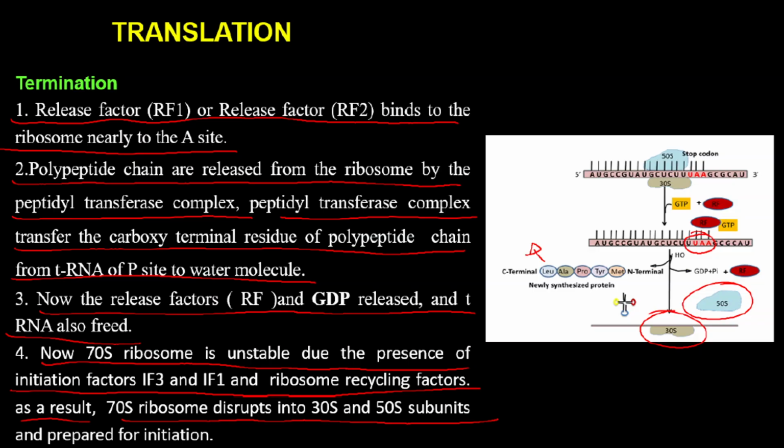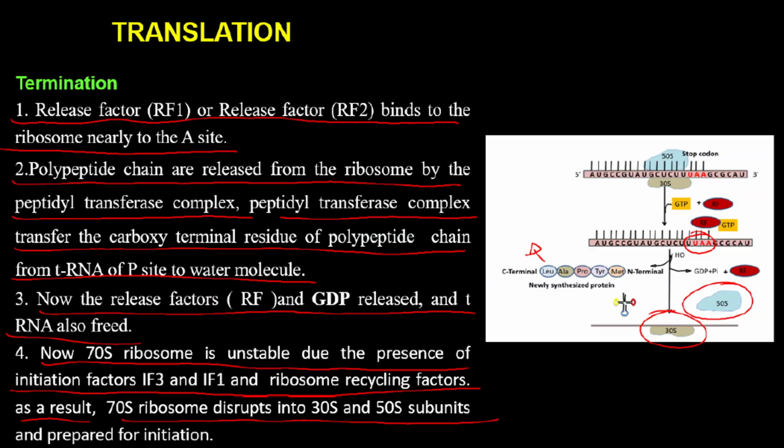And for termination, they need a lot of factors. Release factor 1 and release factor 2 bind to the ribosome near the A site. Polypeptide chains are released from the ribosome by the peptidyl transferase complex, which transfers the carboxy terminal residue of the polypeptide chain from the tRNA of the P site to a water molecule. Now the release factor and GDP are released and the tRNA is also freed. So this is how the translation continues.